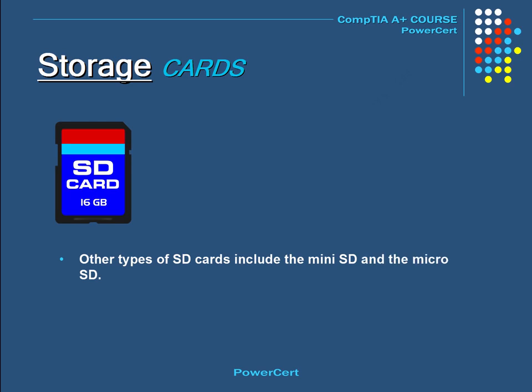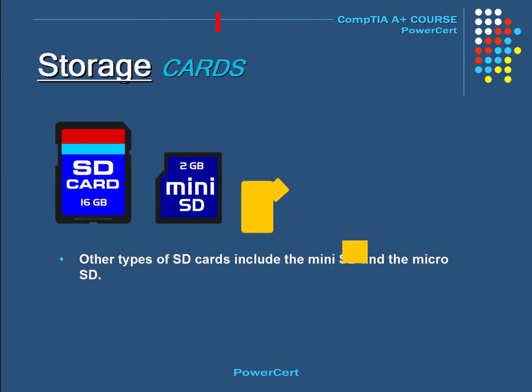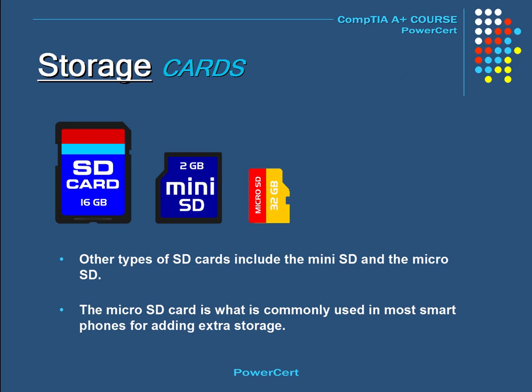Other types of SD cards include the mini SD and the micro SD, and you can see the comparison of the different sizes here. And while the standard SD card is used for storage in a lot of digital cameras, the micro SD card is what's commonly used in smartphones for adding extra storage.